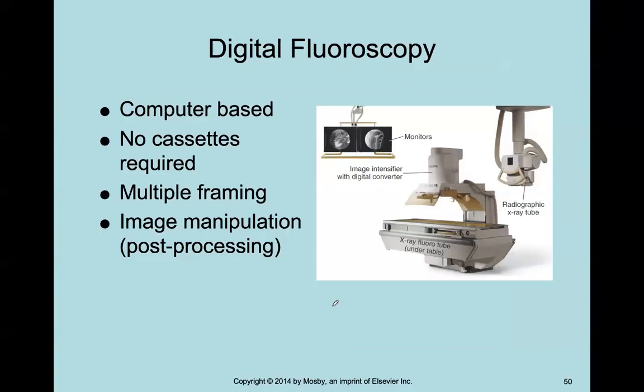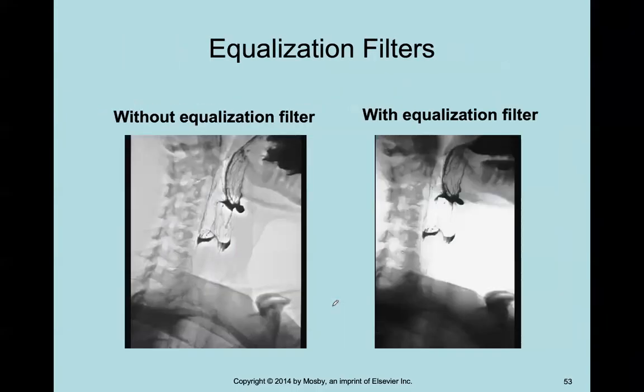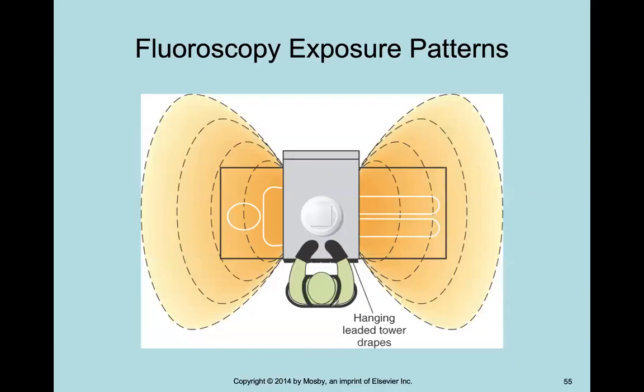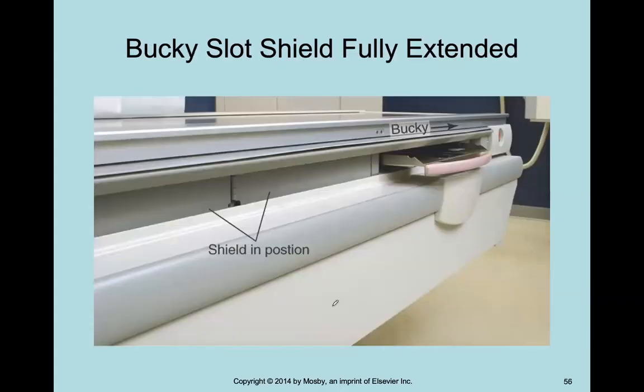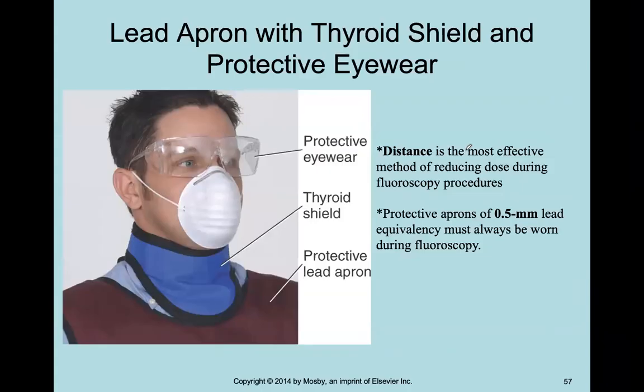Digital fluoroscopy, I'm not going to go into this too much because I know Mr. Dawes is talking about this. And then we go into radiation protection. You will bring the bucky all the way down to have this shield in place. So let's say you're doing an upper GI, you want to bring it down this way towards the feet. Distance is the most effective method of reducing dose during fluoroscopy procedures. Lead apron should be of 0.5 millimeters of lead.